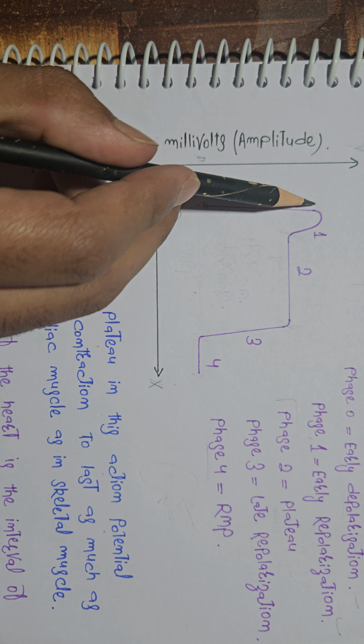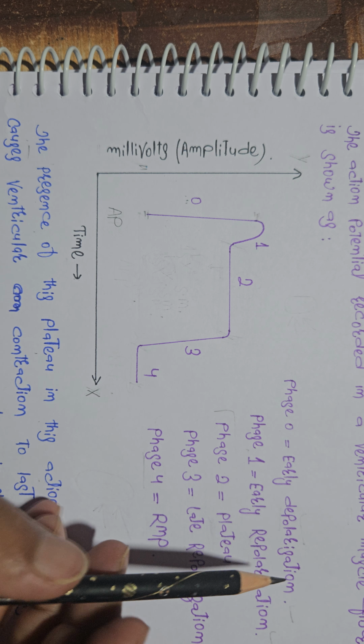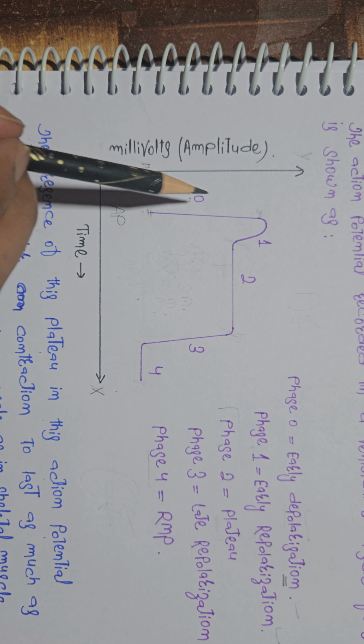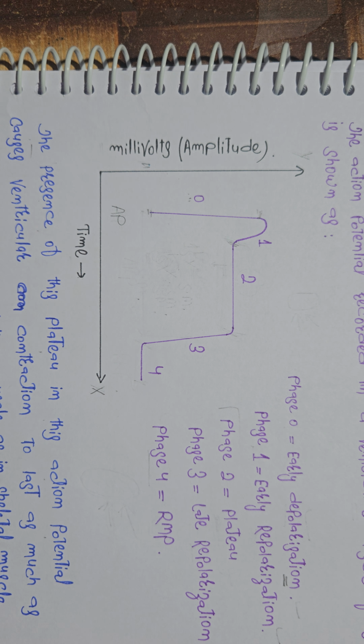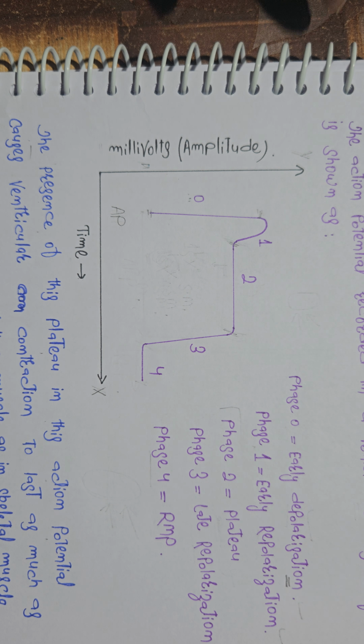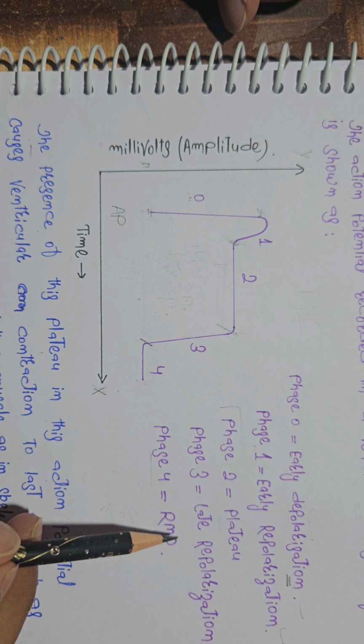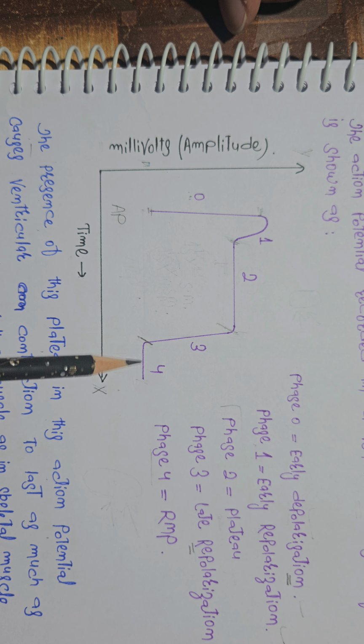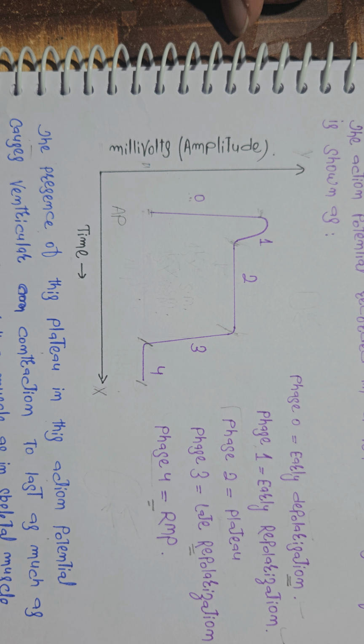Phase 0, from here to here, is called the early depolarization phase. Phase 1, from here to here, is called the early repolarization phase. Phase 2, from here to here, is called the plateau phase, and phase 3, from here to here, is called the late repolarization phase. And here to here is phase 4, that's the resting membrane potential.